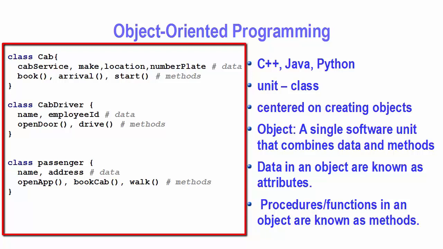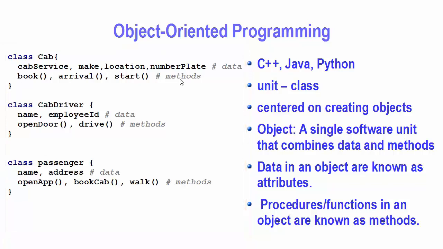Now what is an object? An object is a software unit that combines data and methods. Okay, so we have this data here and then we have the methods inside the class, and an object is able to combine both of them, which is data with the methods. Now these objects, for example a cab object and a passenger object, can exchange data between them also. So data is interchangeable between, for example, the passenger object and a cab object.